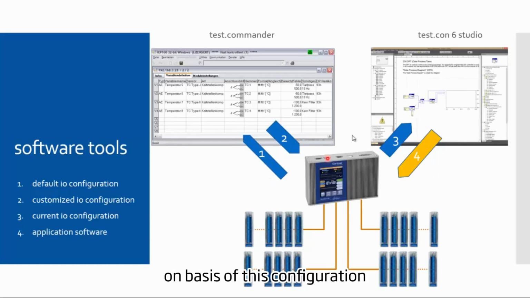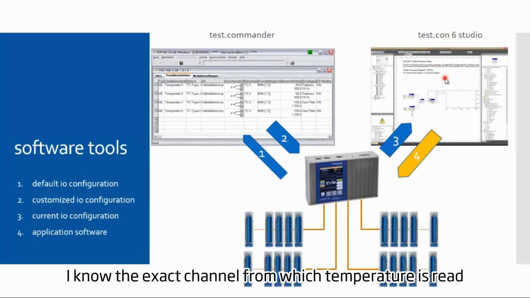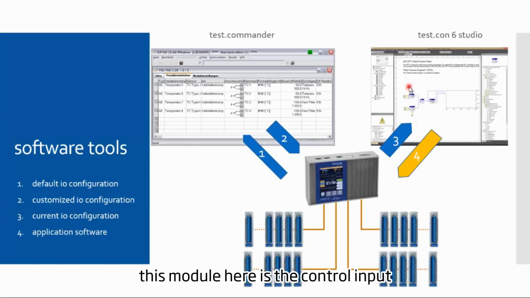On the basis of this configuration, I can write the test.con program. There are specific variable names available for the I/O channels. So for example, I know the exact channel from which temperature is read, and I can say, okay, this module here is the control input.